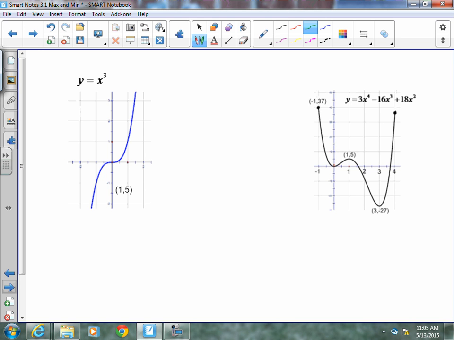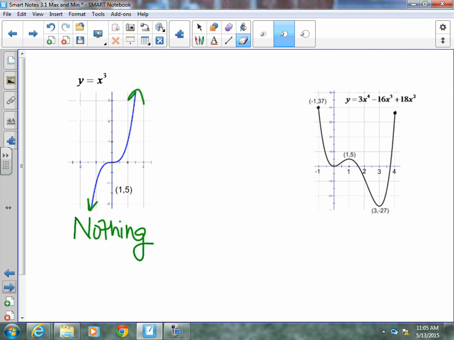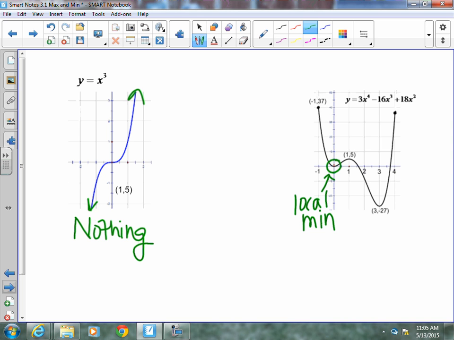X equals y cubed has nothing, because this is assumed that it goes on forever. At y equals 3x to the 4th minus 16x cubed plus 18x squared, we know it has local mins and local maxes, or here, I'll label them right on the picture. This value right here is going to be a local min. Notice it is lower than the points immediately around it.